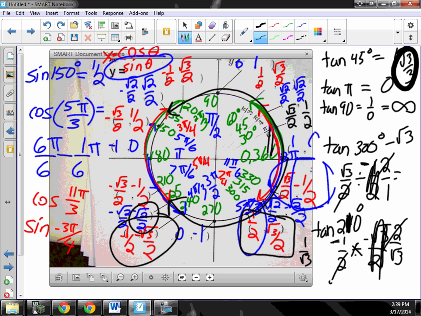So really, if you're doing tangent, you're going to get 0 if it's at 0 or at pi. You're going to get infinity if it's at 90 or 270. If it's a 45-degree angle, you're going to get 1 or negative 1. If it's a 30 or a 60, you're going to get some version of root 3 over 3 or just plain root 3, depending on what the x and y values are.